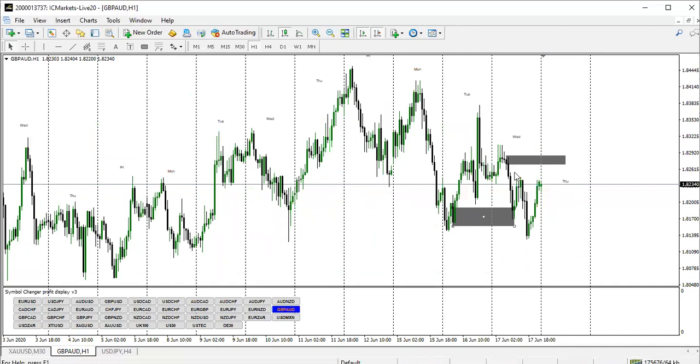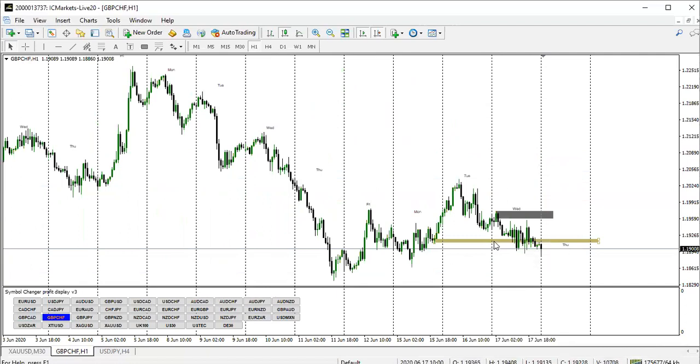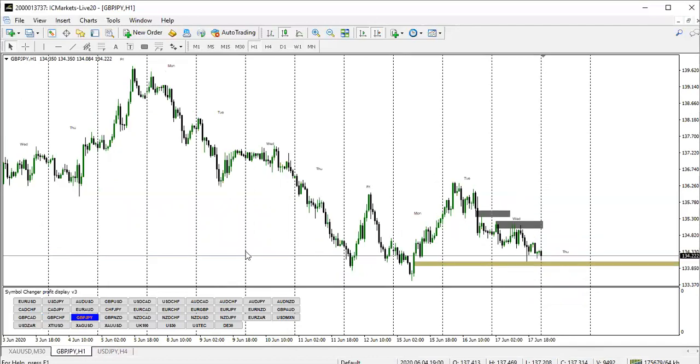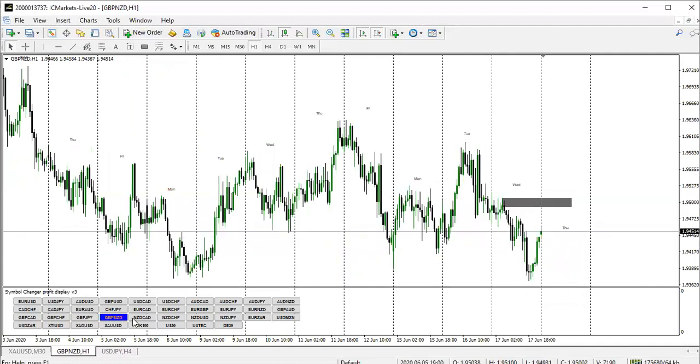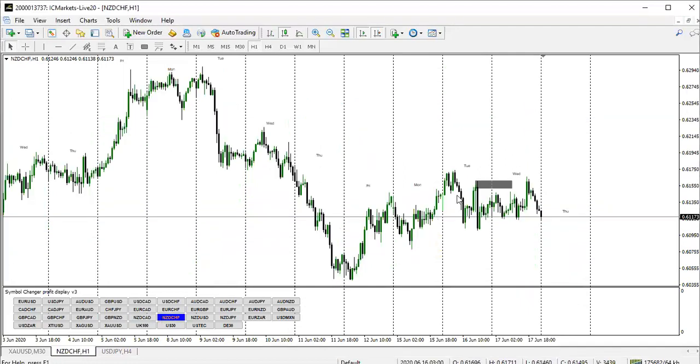Then this did not get to our selling zone. Also, this did not play out, in my own opinion, just like what we marked here. So 9 to 2, I say 9 to 2. Then this played out. This is 10 to 2, right? And this did not. This also did not. NZDCHF, this did, right? That's 11 to 2.